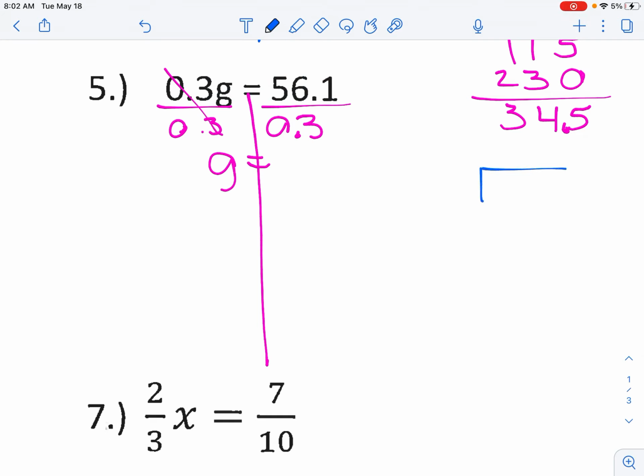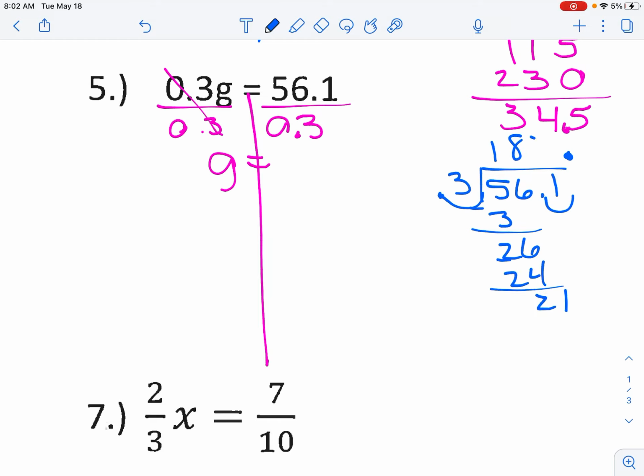So I'm going to come over here and show 56 1/10 divided by 3/10. I know I have to move that decimal over, so my decimal is going to be sitting right here. 3 goes into 5 once. 3 times 8 is 24. And 3 times 7 is 21. So G equals 187.